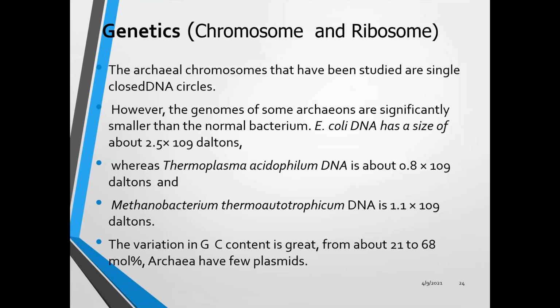Chromosomes and ribosomes. The archaeal chromosomes have been studied in the form of a single closed DNA circle. The genome of archaea is significantly smaller than a normal bacterium, E. coli.